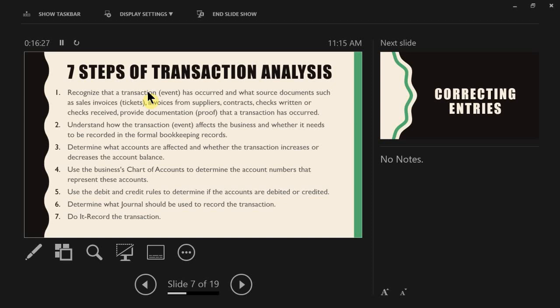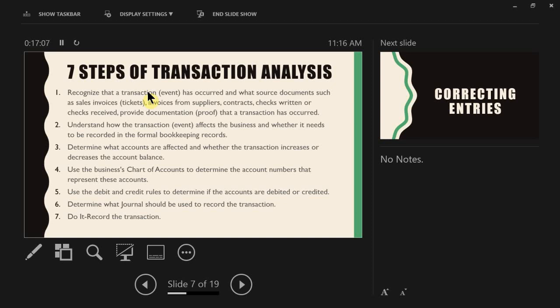And then lastly, number 6 is to determine what journal to use, which is pretty straightforward. Yes, a company can have multiple books. You can have one for just inventory, one for just sales, one for operating expenses. So make sure you know which book you're going to dive into to record this transaction. And then lastly, number 7, do it. Just record it. All right? So that is the 7 steps of transaction analysis.